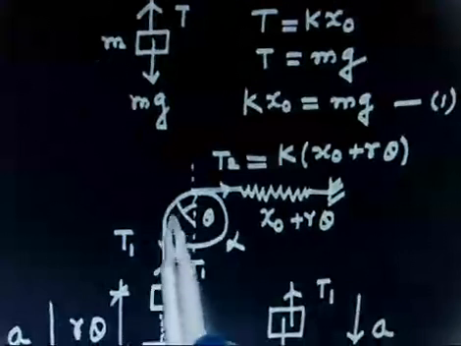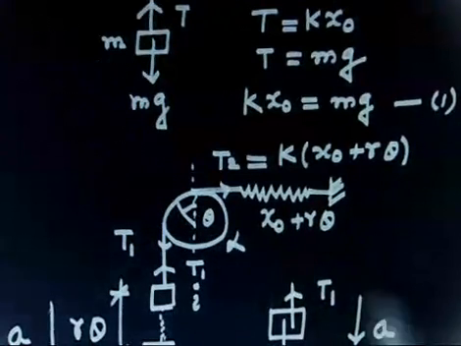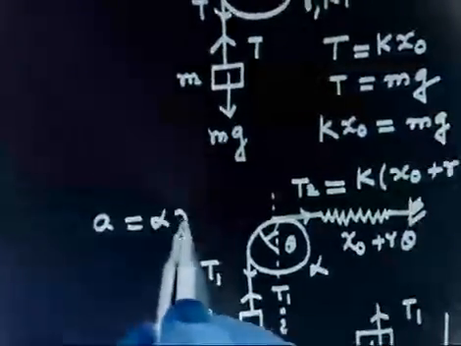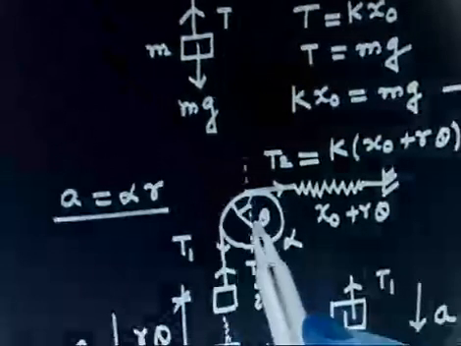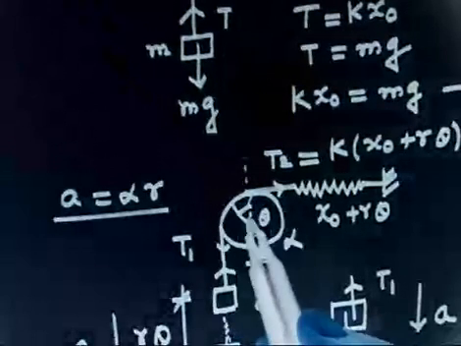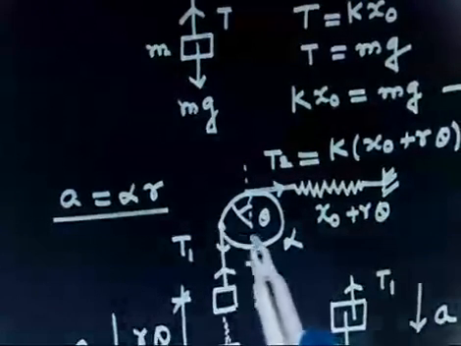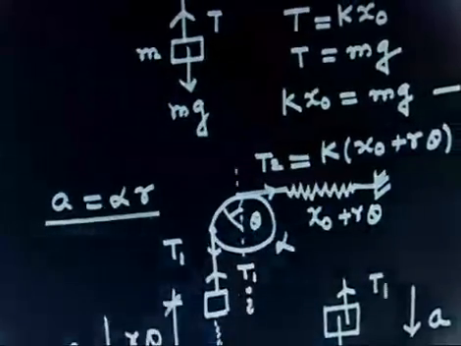Now this is a case of pure rolling, so a is equal to alpha times r. This will be rotating, and it also has a linear acceleration. So the linear acceleration of this point should be the same as the linear acceleration of this point, which is a. This should be alpha times r.